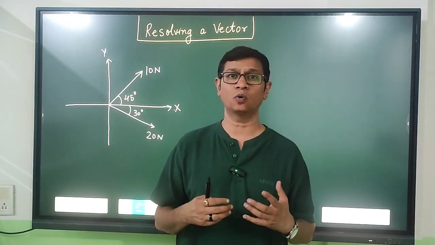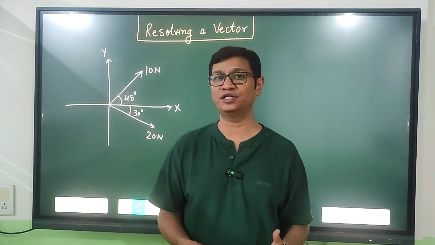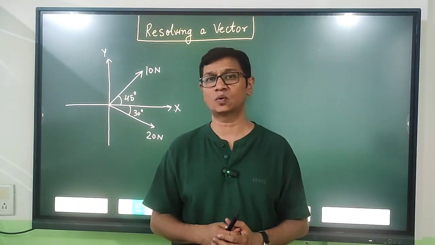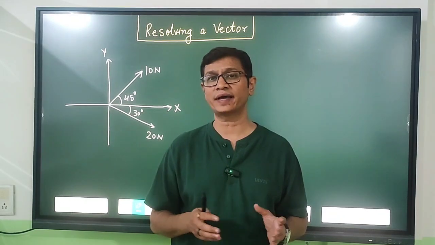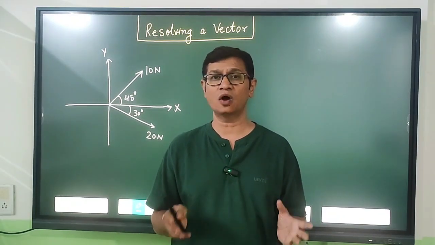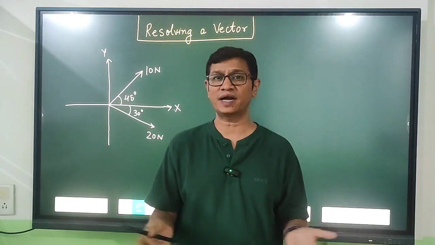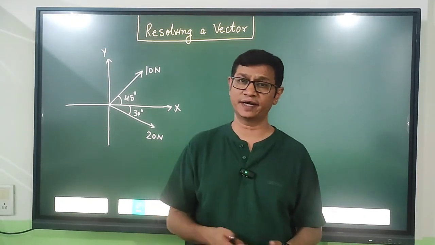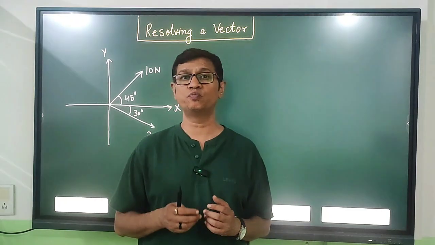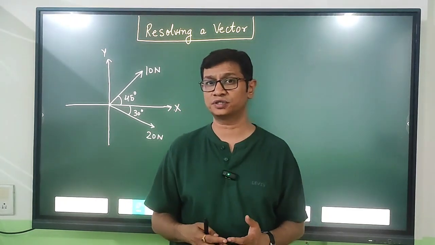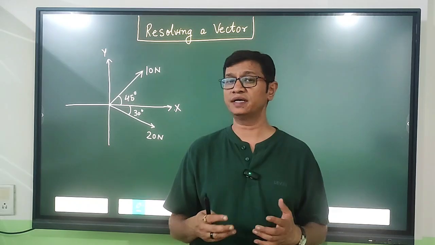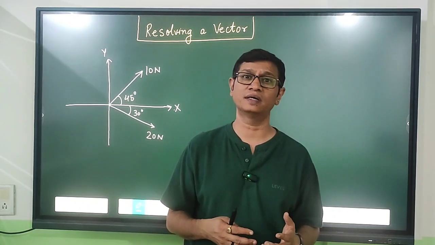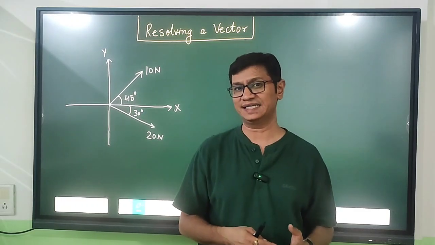Now the only way you can efficiently manage this is by resolving these vectors along the x-axis and y-axis. Once you resolve along x and y, the components along x can be added or subtracted together and the y components can be added together. It becomes very easy to manipulate the vectors using the technique of resolving a vector, or you can call it a technique of componentization.